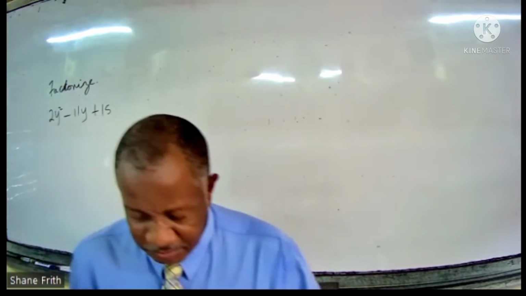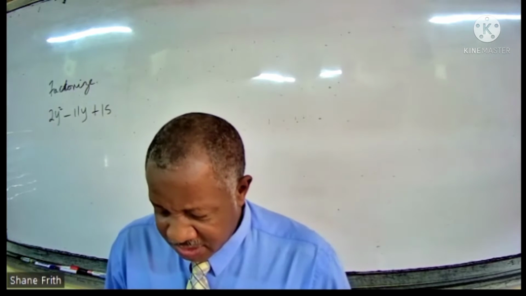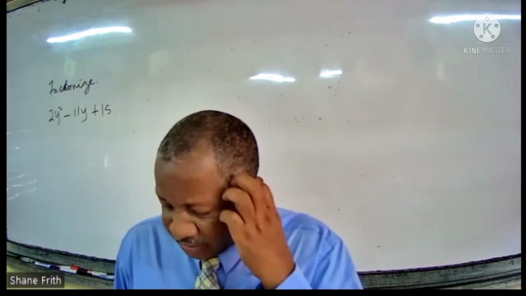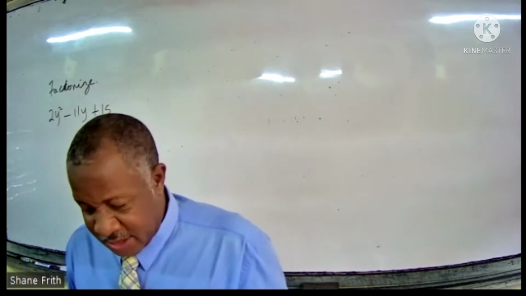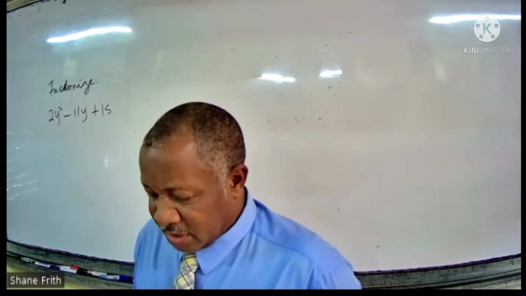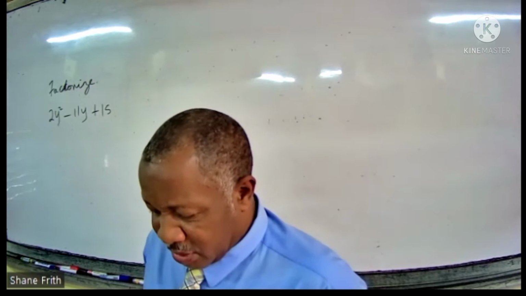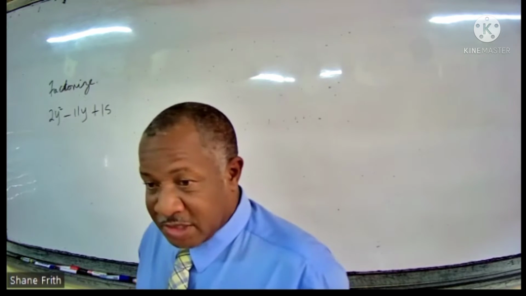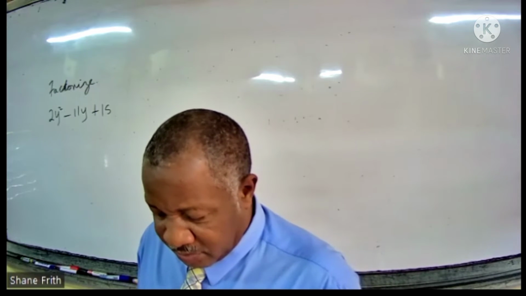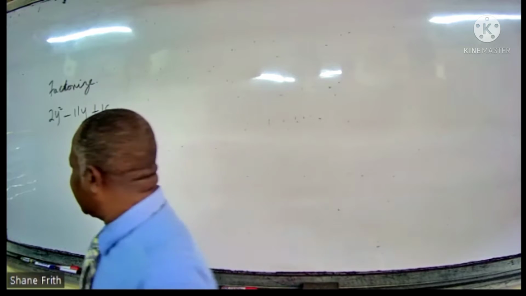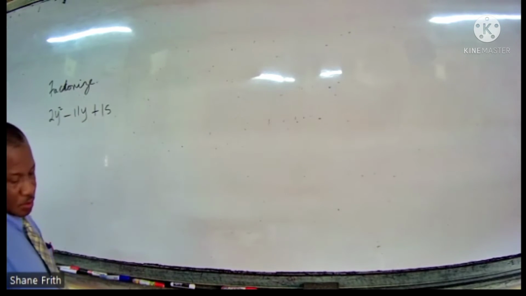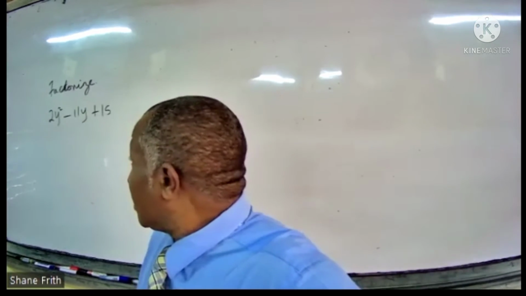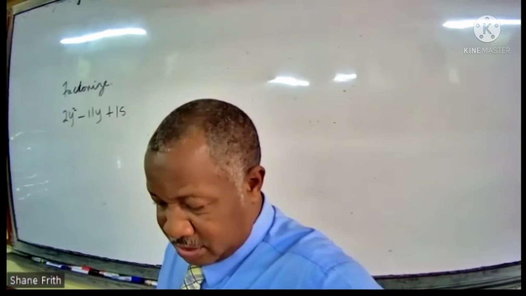All right, welcome to another video in the series. This time I'm going to look at how we factorize a quadratic expression when the coefficient of the square term is greater than 1. All right, so as you see, we have 2y squared minus 11y plus 15, right?